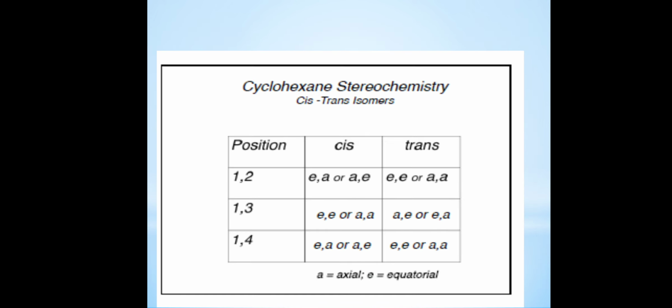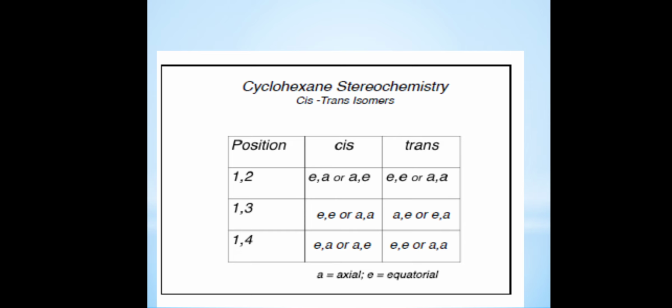This is cyclohexane stereochemistry. This is the cis-trans isomerism. When we consider the cyclohexane structure, for 1,2-disubstituted cyclohexane, the groups are present on the 1 and 2 positions.